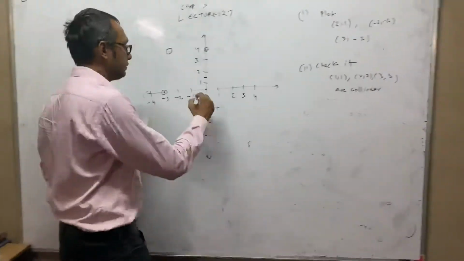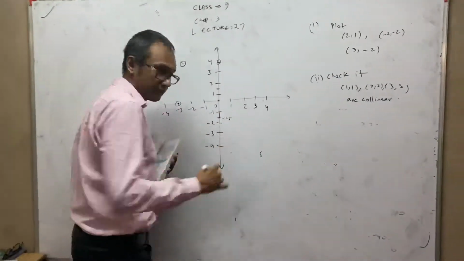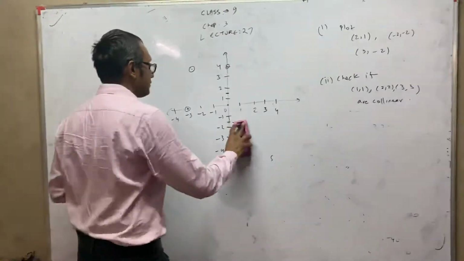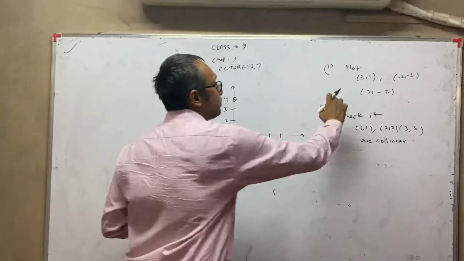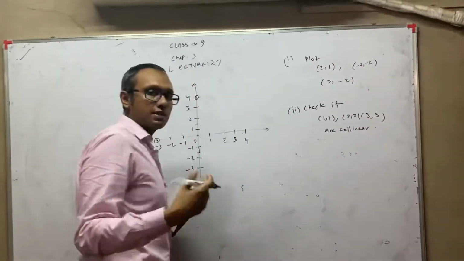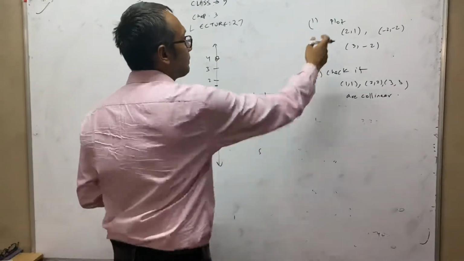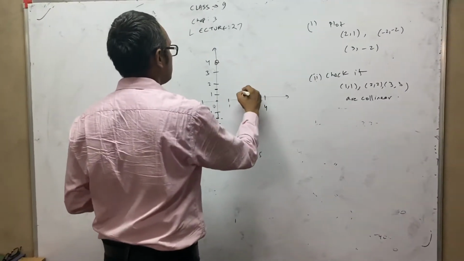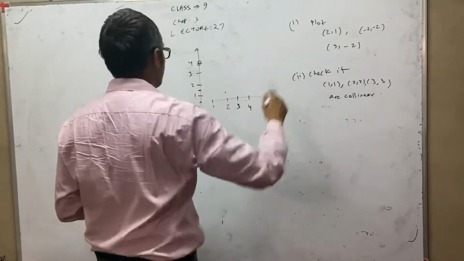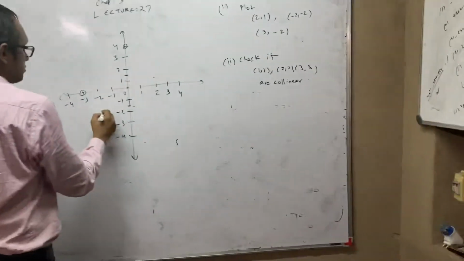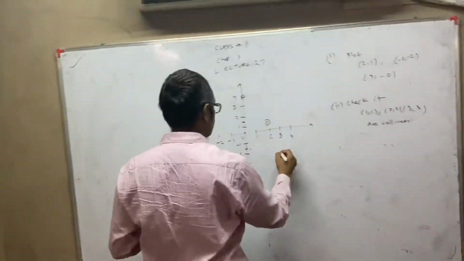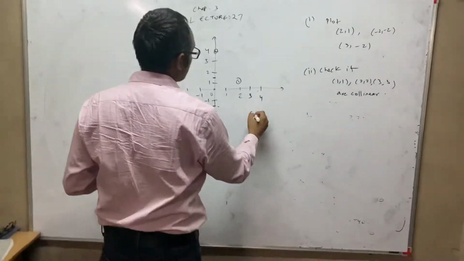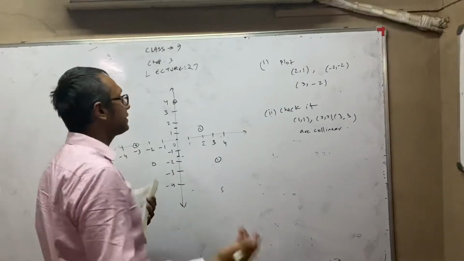Now a few extra sums we are discussing. The other type of sum which comes in this chapter is, they will say, for example, plot these points and tell us about the figure. Which type of figure? For example, plot 2, 1, -2, -2, and 3, -2. They will say plot the points, join the lines and tell which type of figure.